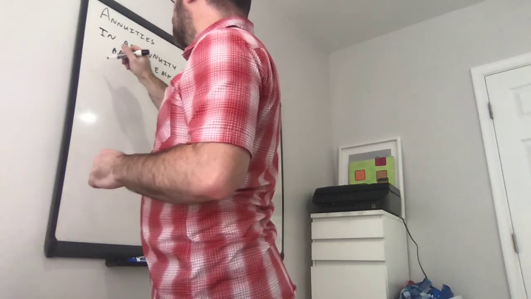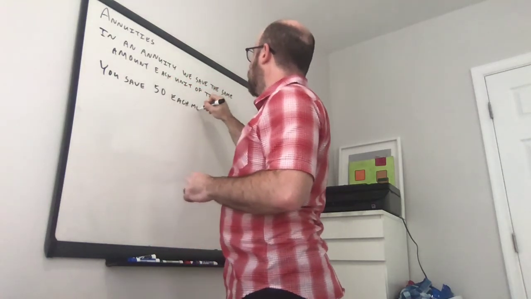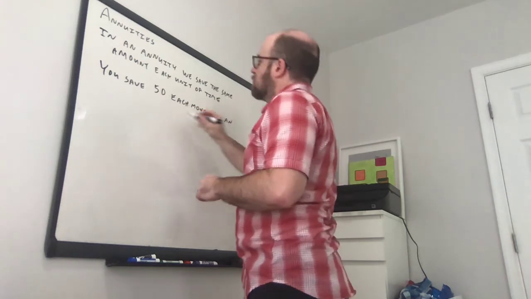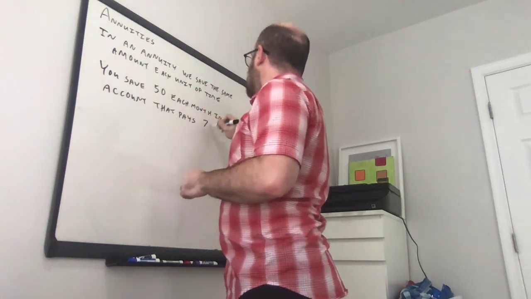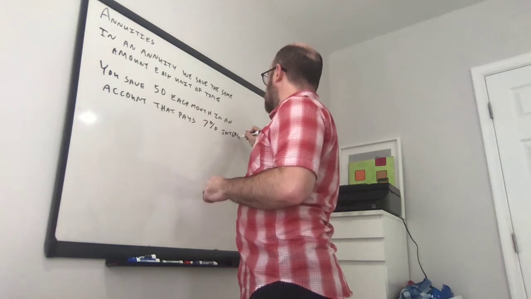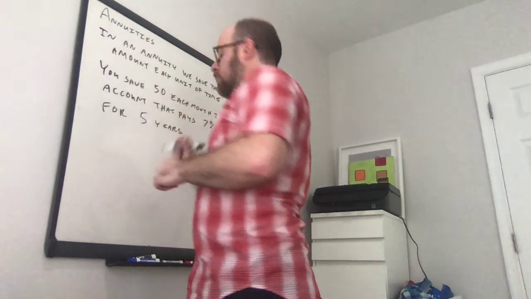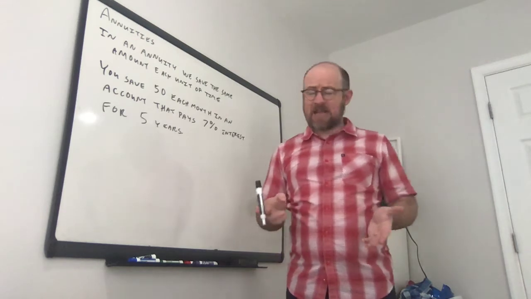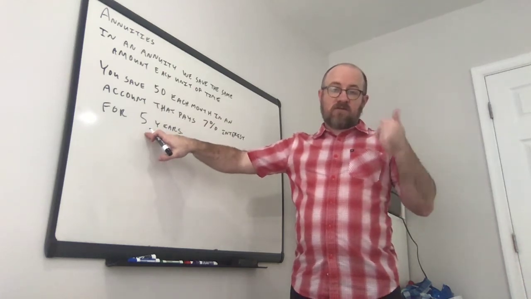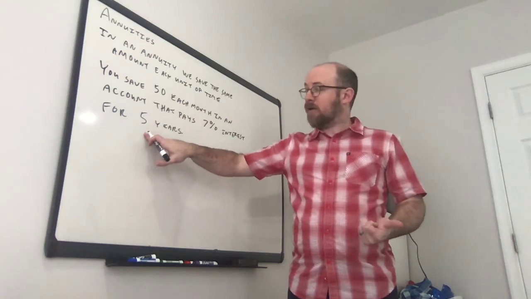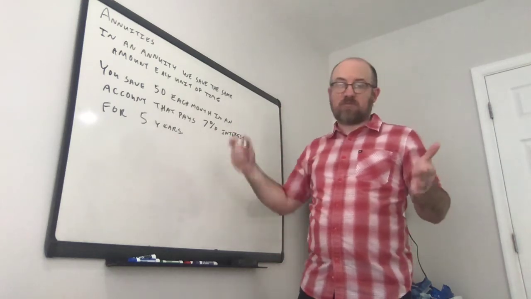Say, for example, you save $50 each month in an account that pays 7% interest for 5 years. If you just think about this for a second, you might be tempted to say, okay, $50 each month for 5 years. So $50 times 12, that's $600 a year, times 5 years, that's $3,000 over the 5 years. Take that $3,000 and add 7% to it, and you're done.